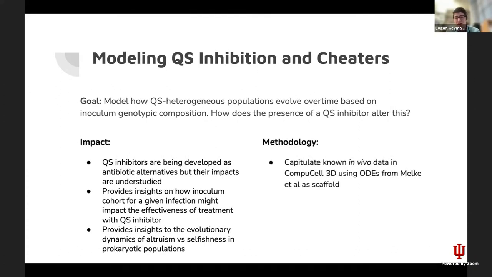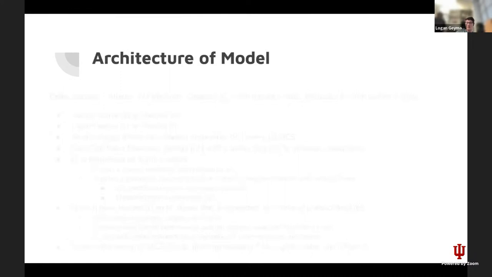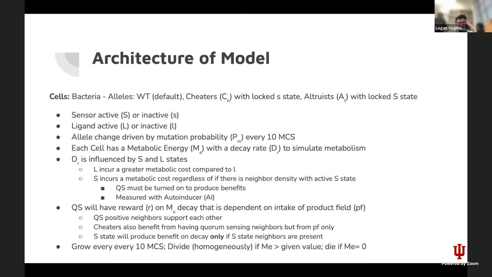And then we're going to do this by recapitulating known in vivo data in CompuCell3D using ODEs from Malky's study, which was in PLOS Comp Bio. And that's just serving as our scaffolding for the math behind the model. And then we'll utilize the allelic structure from the PLOS ONE model in order to set up our different populations and help define our inoculum cohorts. And then we'll add in drug fields based on the data from my lab and measure changes to the population dynamics. So now I'll jump into the architecture of our model.